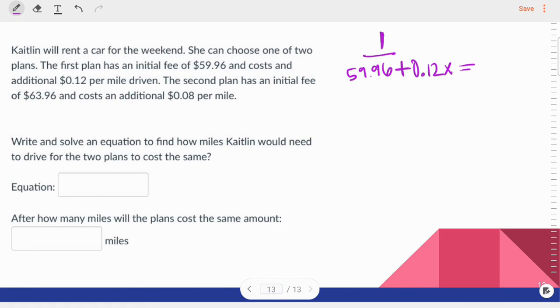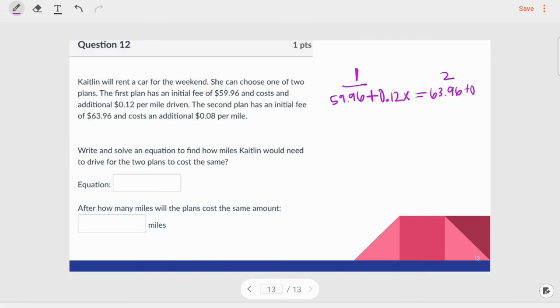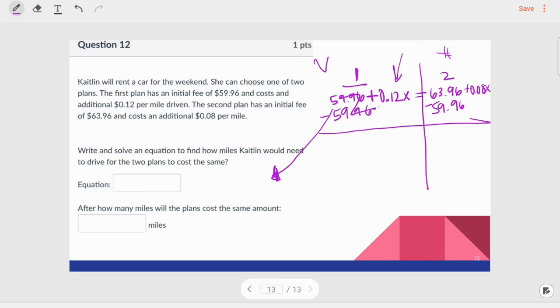I want to know when it's equal to plan 2. What is plan 2? The second plan has an initial fee of $63.96 and costs an additional 8 cents per mile, so 0.08x. Comparing these two plans, first off, this is my equation. Secondly, which one has the bigger of the two variables? This is a bigger decimal, so variable side, number side. And I'm going to start by getting rid of my non-variable. So because it's positive, I'm going to subtract. So I'm finding the difference in my two constants.